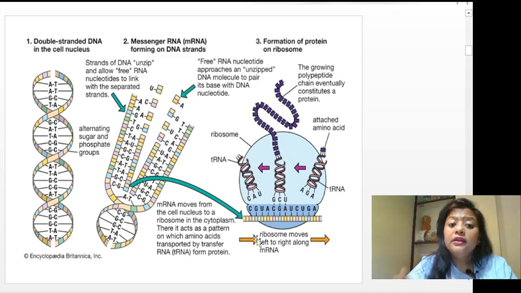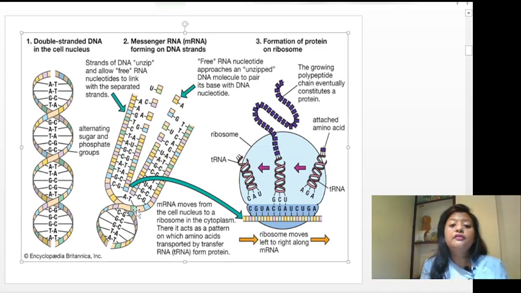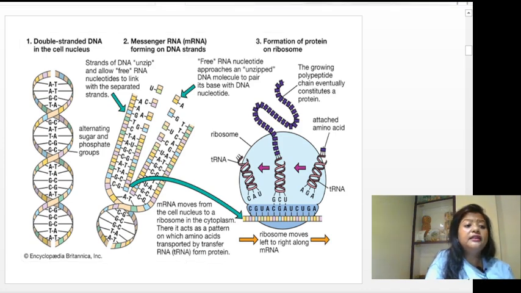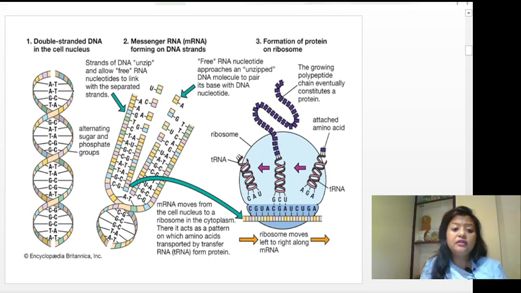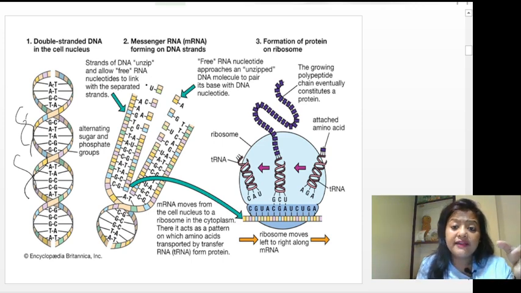Now, we can see in the diagram here that double-stranded DNA is there in the first one. I'm just telling you the basic steps here. The basic step is that DNA is first unzipped. That means the DNA is a double helix, we know that. So first the DNA helix is unzipped, you can see here. Once it is unzipped, what will happen? RNA nucleotides will come and approach this unzipped DNA, and it will add the nucleotides. Once it adds the nucleotides, it will lead to the formation of mRNA.